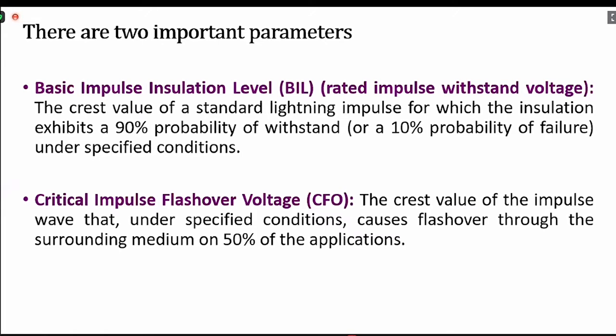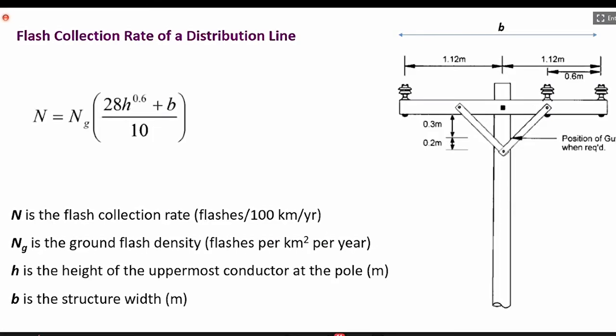Now, say for example, we have an insulator. When we apply a lightning impulse, it is usually given by a 1.2/50 microsecond waveform. And imagine that when you apply 200 kilovolts 50 times, roughly 25 times you get the breakdown. So for that insulator, we say the CFO is 200 kilovolts. Then we come to an important point called the flashover rate of a distribution line.